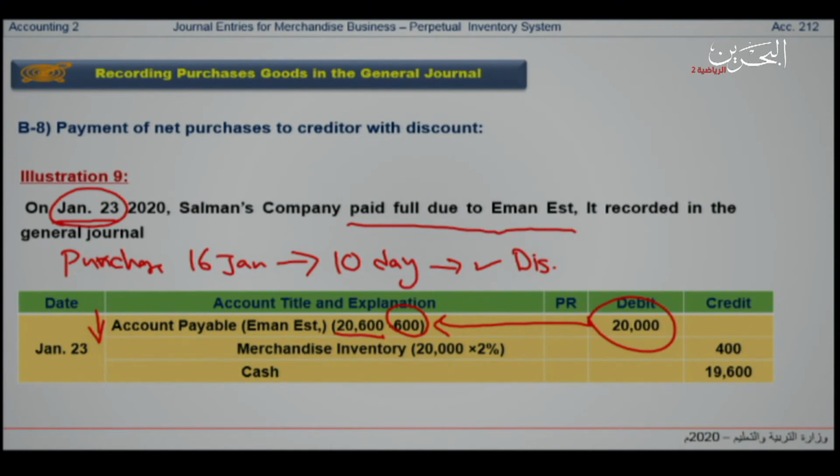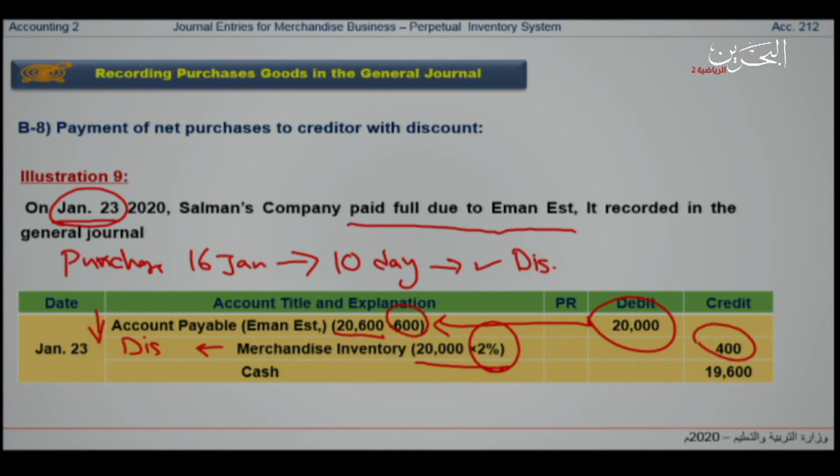Because I pay during the 10 days, I get a discount. So, the discount will be credited to the merchandise inventory. And how can I calculate this discount? I will take the amount I pay, multiply it by the percent of the discount, which is 2%, and it will be 400.